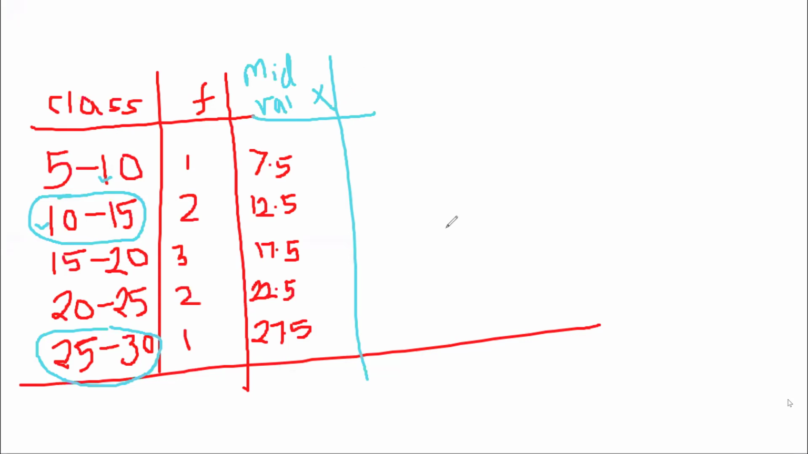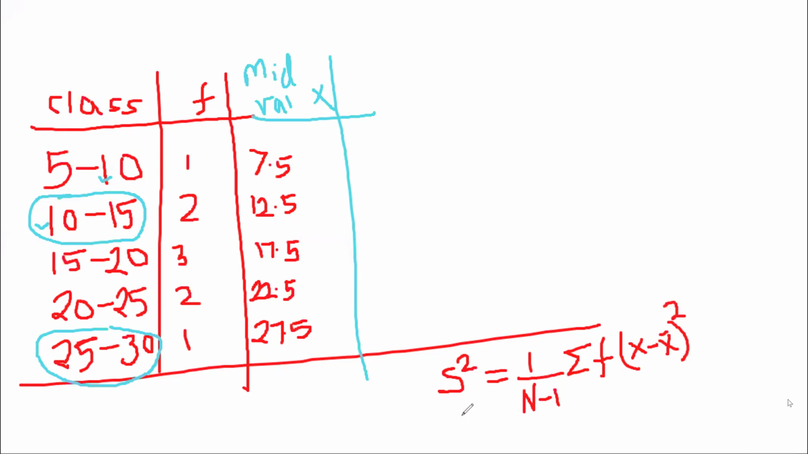Now the next step is, you know the formula, S square equals 1 by n minus 1 summation f times x minus x bar whole square. This formula is used to calculate the value of variance. If you take the square root, you will get standard deviation. That means standard deviation is the square root of this entire expression.